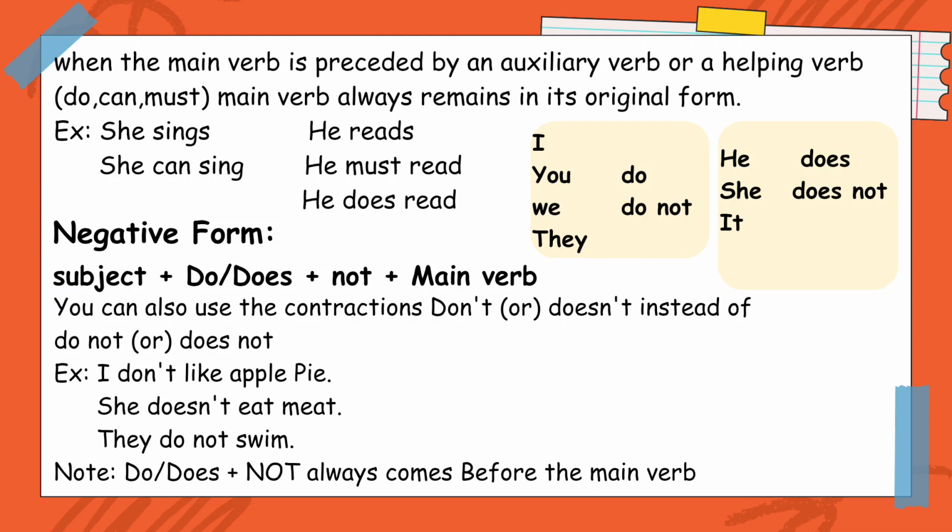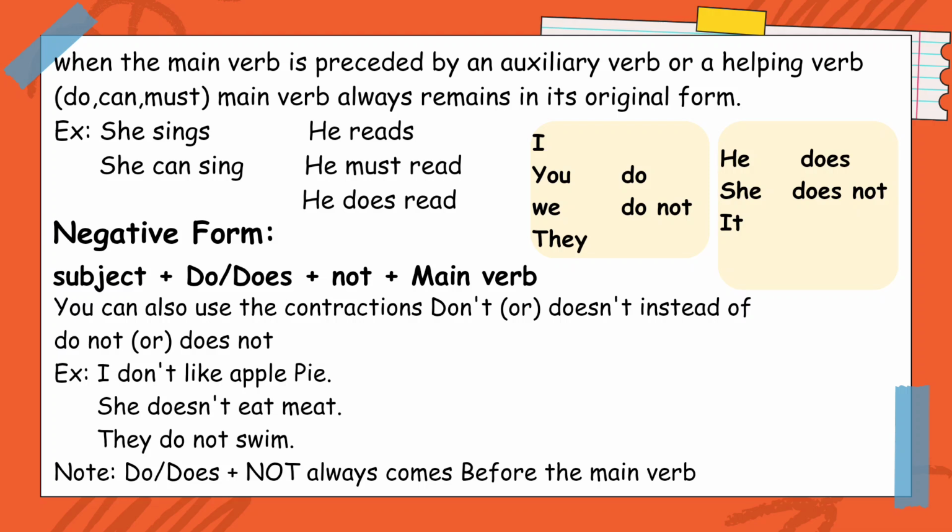When the main verb is preceded by an auxiliary verb or helping verb, the main verb always remains in its original form. Example, she sings. When we use a helping verb before the verb, the sentence becomes she can sing. He reads. He must read or he does read. Here, I, you, we, they take do or do not. Third person singular, he, she, it takes does or does not.